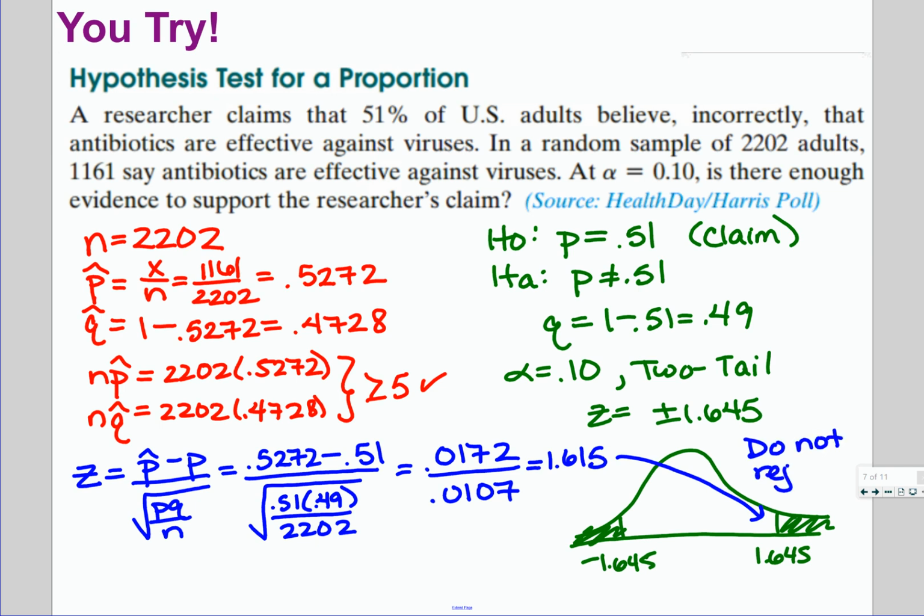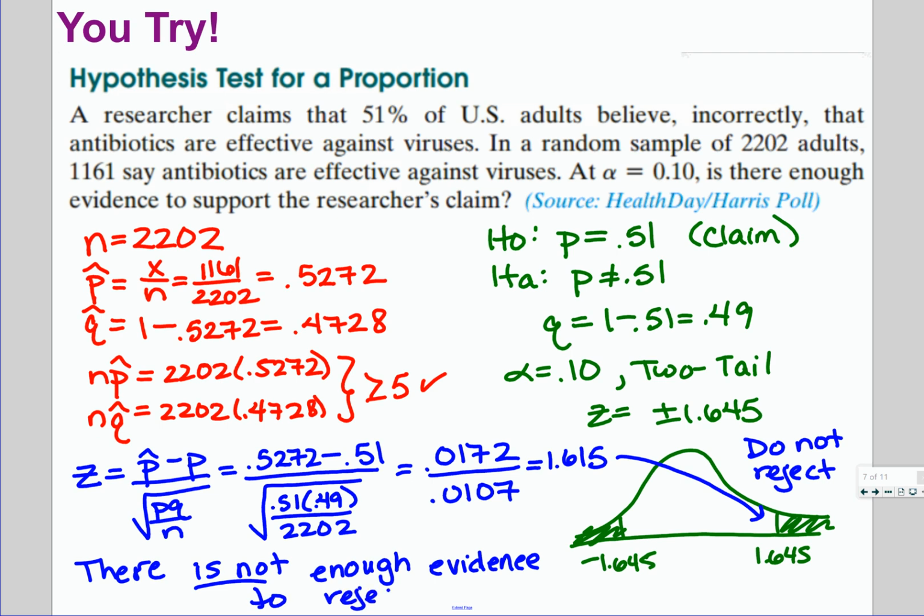So is there or is there not enough evidence? There is not enough evidence to reject the claim that 51% of U.S. adults believe antibiotics are effective against viruses. Okay?